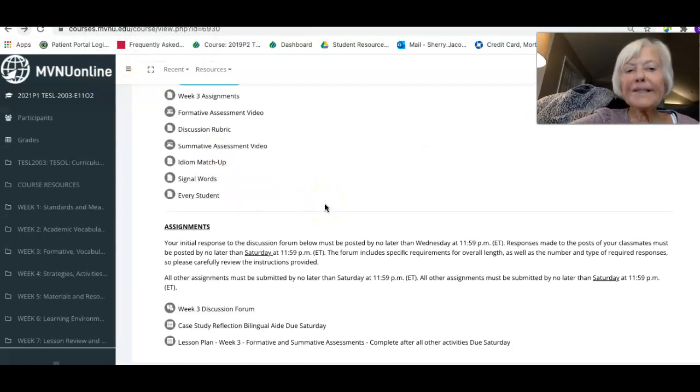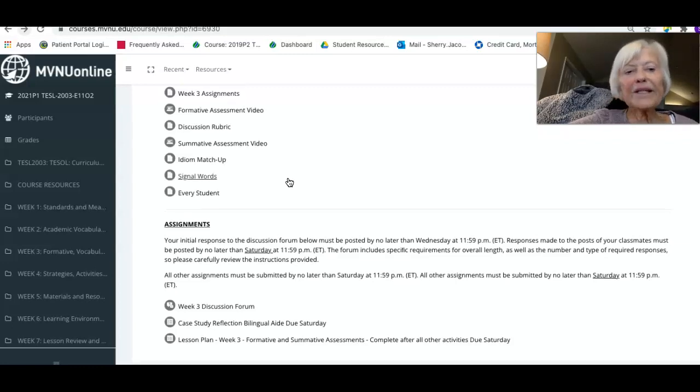You might have noticed at the top of that idiom matchup, and it's the same thing with signal words in every student. It has SIOP and it talks about SIOP. SIOP is a particular lesson plan format that many school districts use for ELL students.